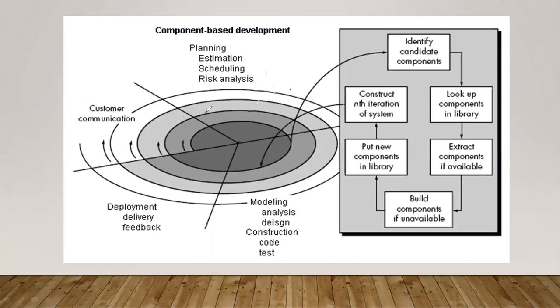Sorry, it has only 4 parts. The third one is modeling, analysis and design, and the last one is deployment and delivery feedback. This is about your spiral model. In this spiral model you are going to develop phase by phase, isn't it? So here we have the communication phase, risk analysis phase, modeling phase, and last the deployment phase.